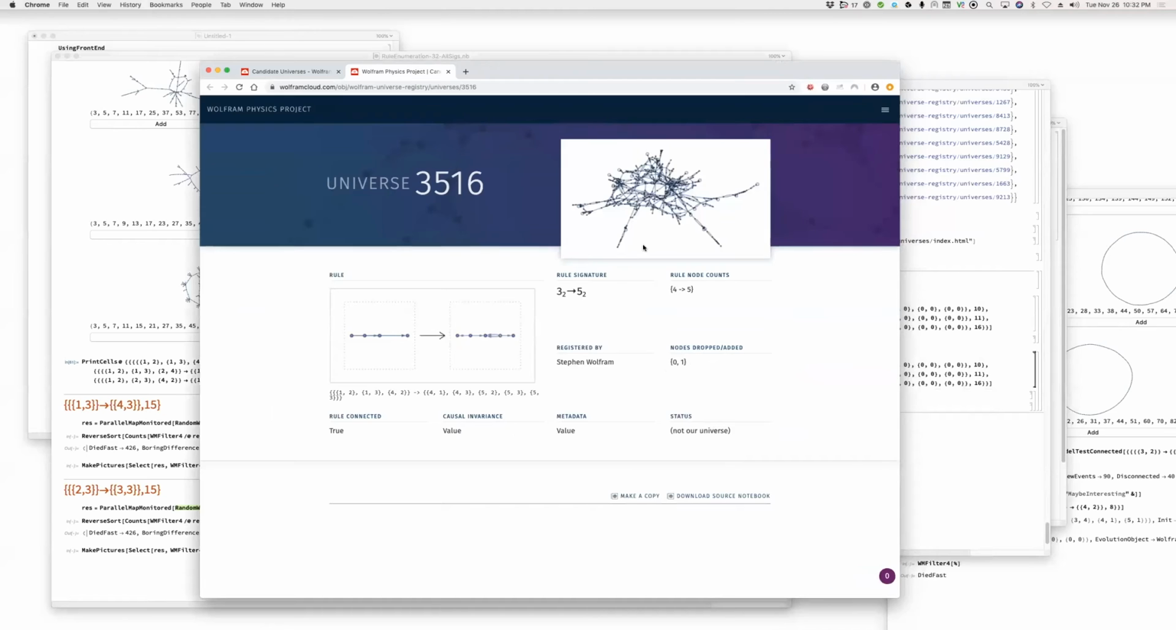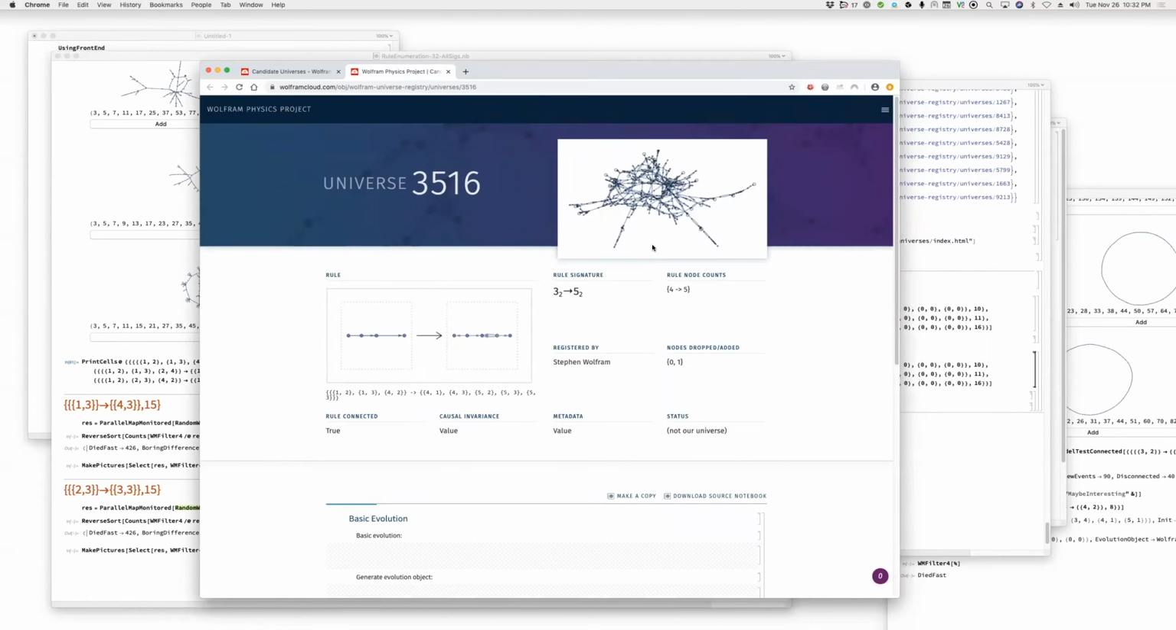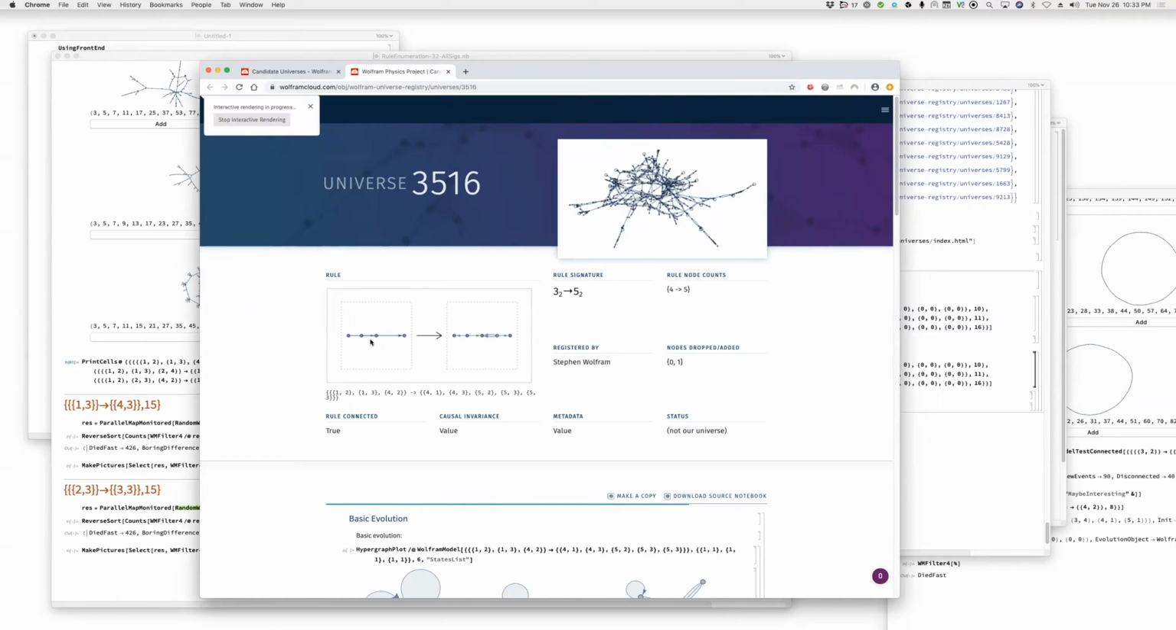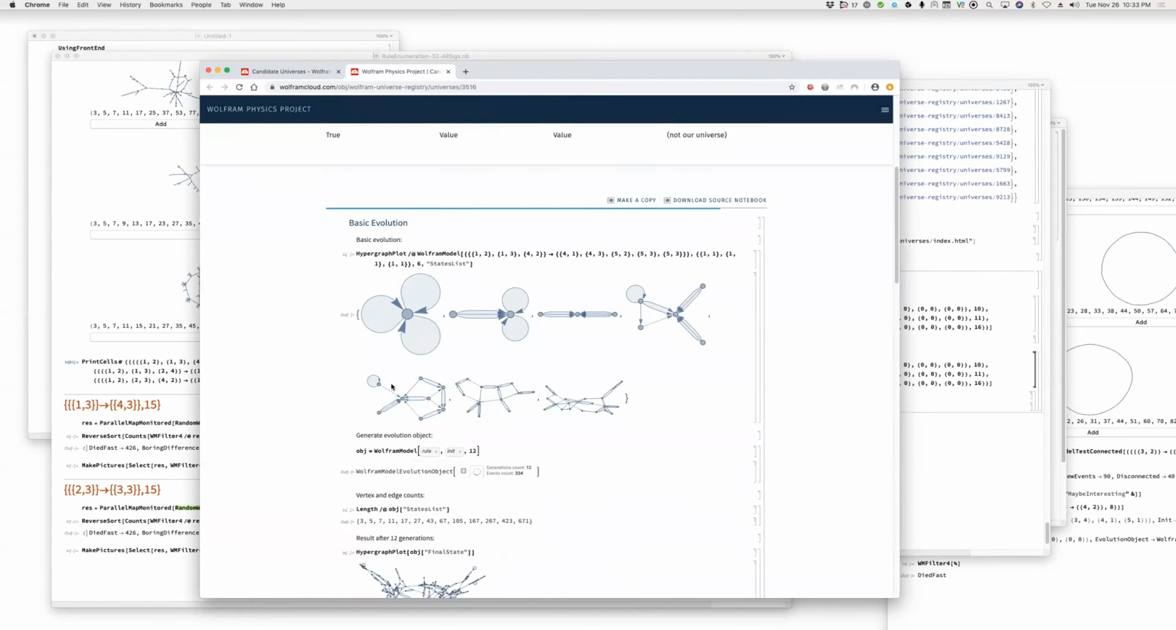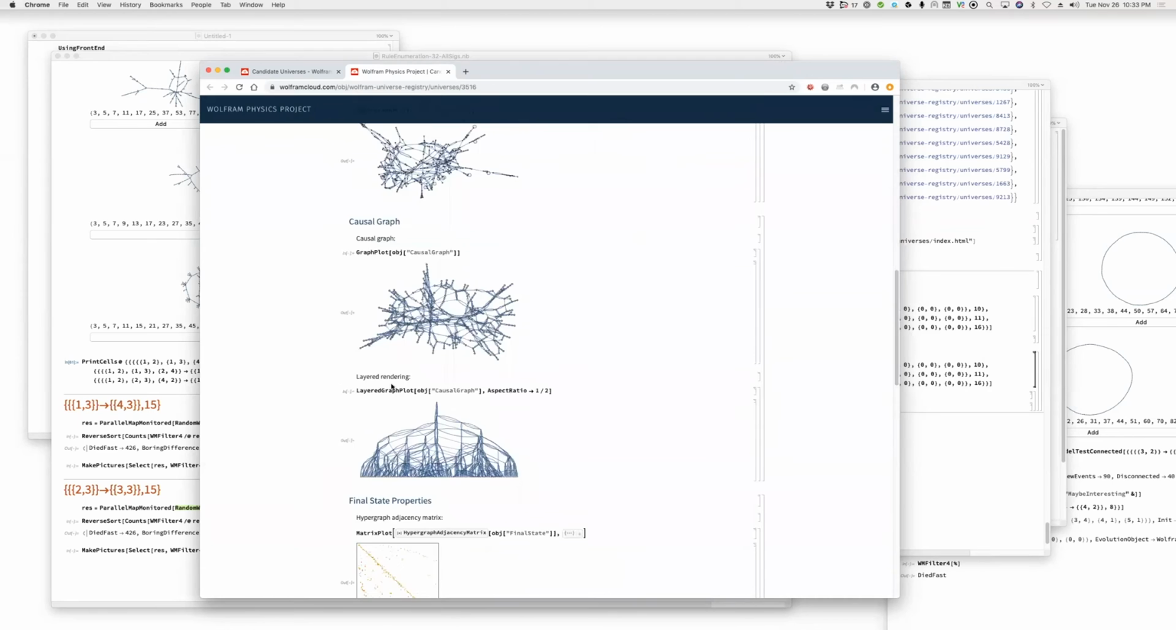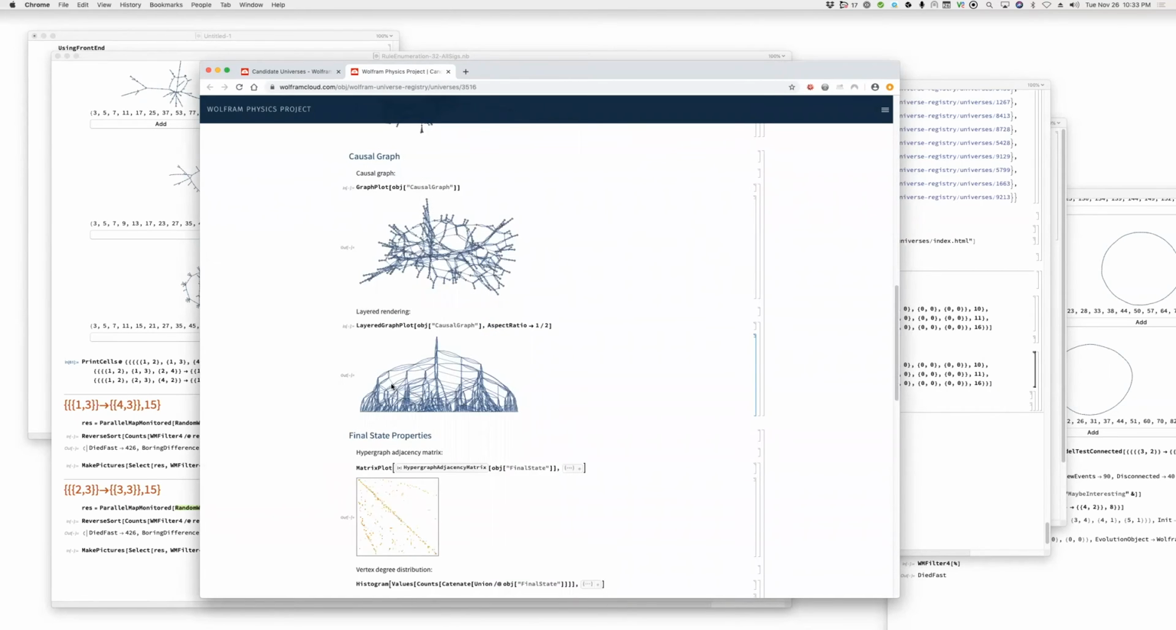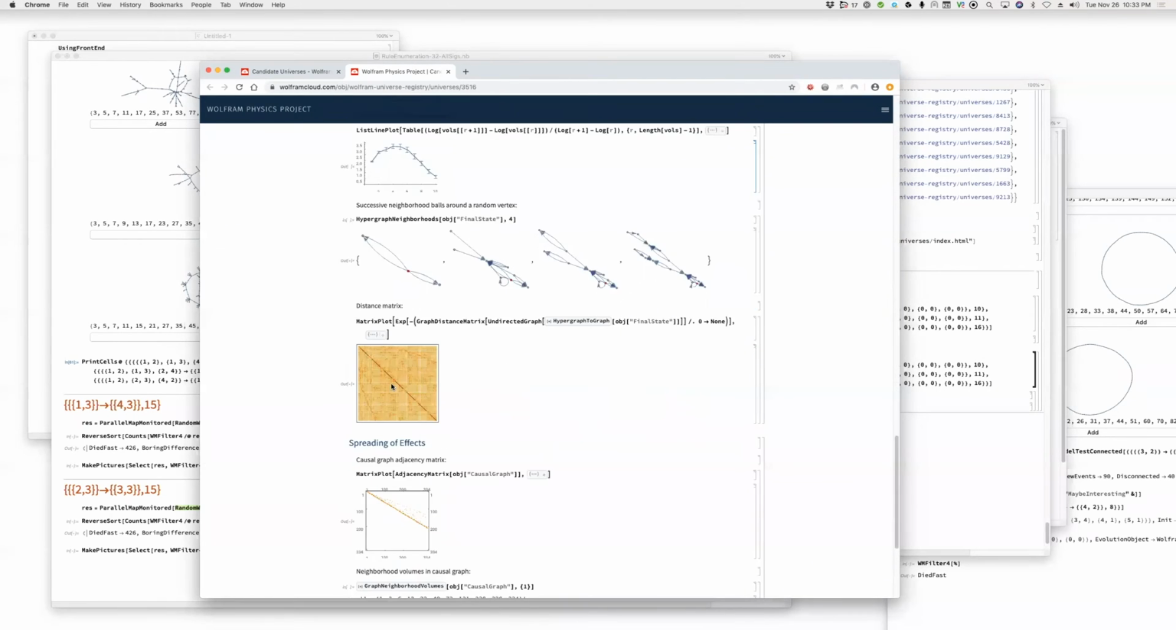Oh, look at that guy. Well, that has a very insect-like look. Look at that rule. Look at that rule. It's very linear. Well, at least the right hand side is linear. Left hand side is hard to tell.